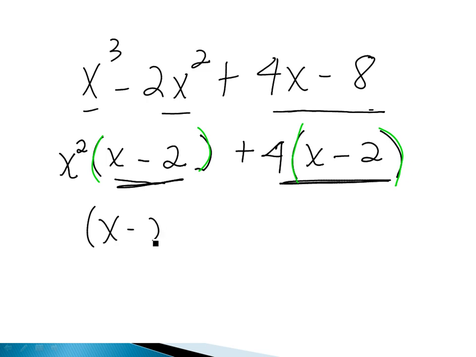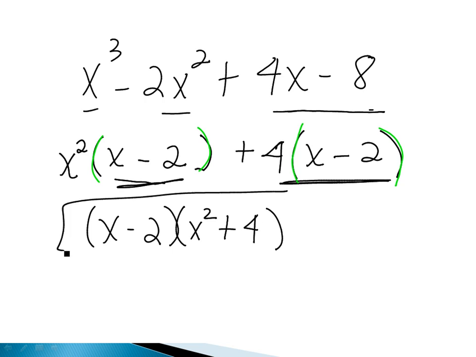So we're going to take that common binomial factor, x minus 2, out of both terms. If we take it out of x squared times x minus 2, we're left with x squared. If we take it out of 4 times x minus 2, we're left with that positive 4. So therefore, the answer is x minus 2 times x squared plus 4.